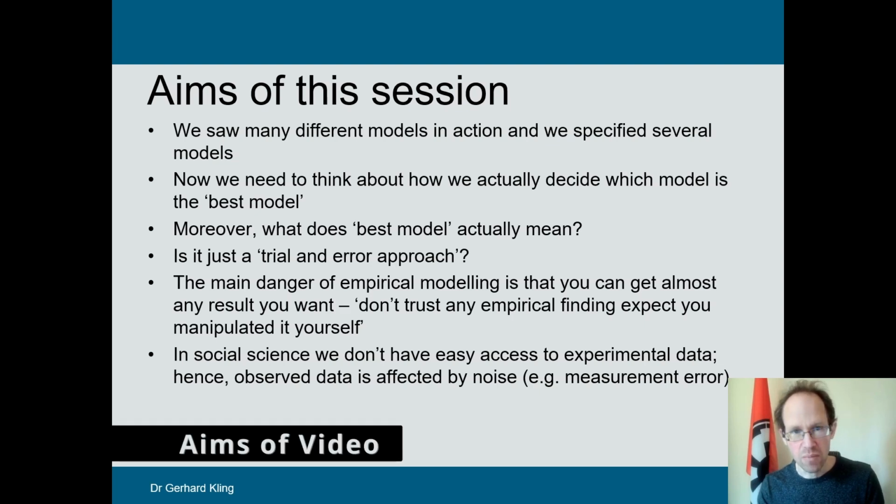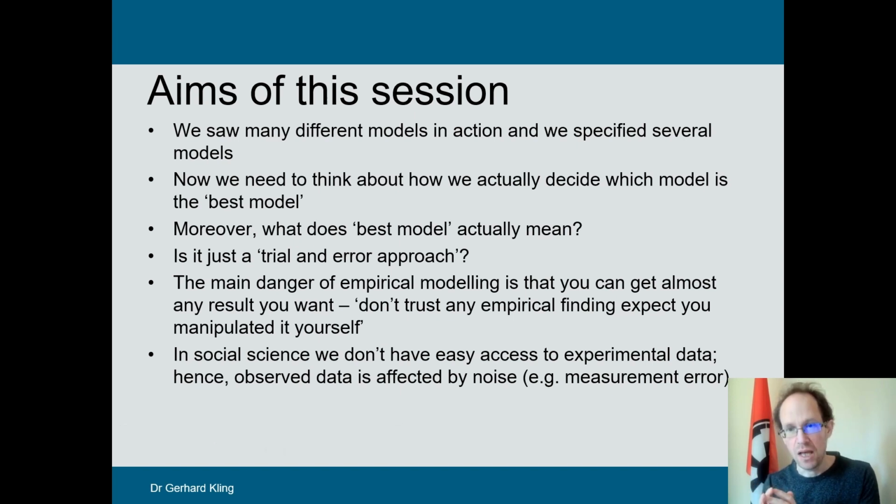Now, the main aim of this session is to think very carefully about what is meant by the best model. What is the best model for your specific requirement? And also, what's the process of actually getting to that model?